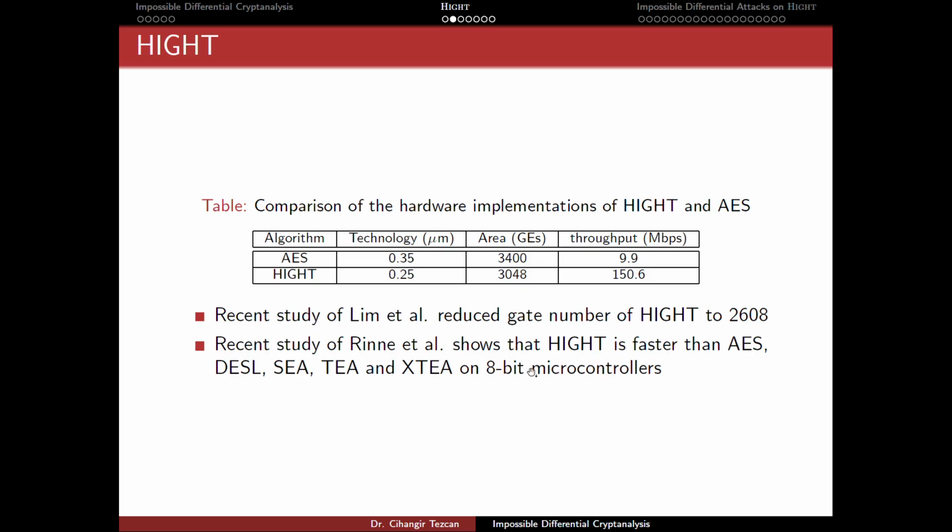Many studies have been done in the literature, but these are before the NIST lightweight standardization process. So HIGHT was one of the early examples, but now we have many lightweight designs, and we have a lot better ciphers which provide better throughput, fewer gate equivalents, and better security in terms of the number of attacked rounds.